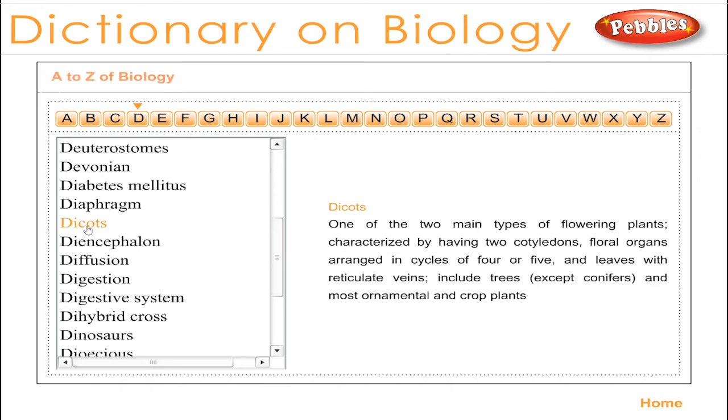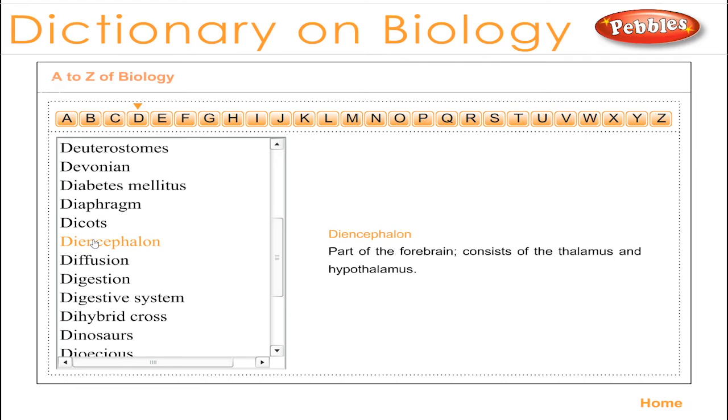Dicots, one of the main types of flowering plants, characterized by having 2 cotyledons, floral organs arranged in cycles of 4 or 5, and leaves with reticulate veins. Includes trees except conifers and most ornamental and crop plants. Diencephalon, part of the forebrain, consists of the thalamus and hypothalamus.